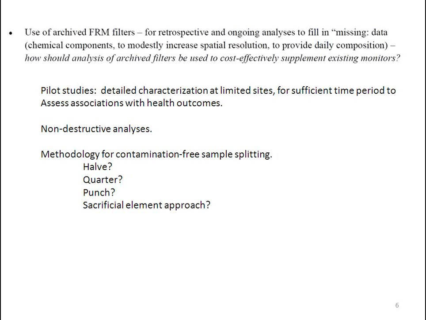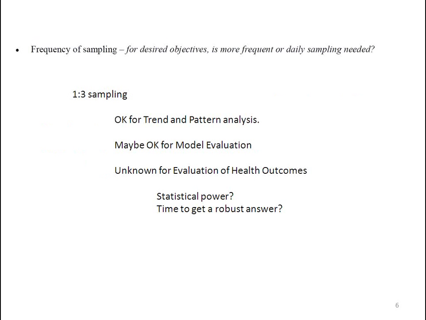And then finally, my mundane proposal for the day is I would like to see EPA come up with an RFP for a methodology to produce contamination-free filter sections. As anybody who's dealt with FRM filters knows, and that's what this archive is made of, FRM filters are very difficult to subdivide. If we could come up with a contamination-free method for halving or quartering or punching these filters, then we can do experiments on these filters without sacrificing the whole thing. Right now, you basically sacrifice the whole thing, and that piece of history is gone.